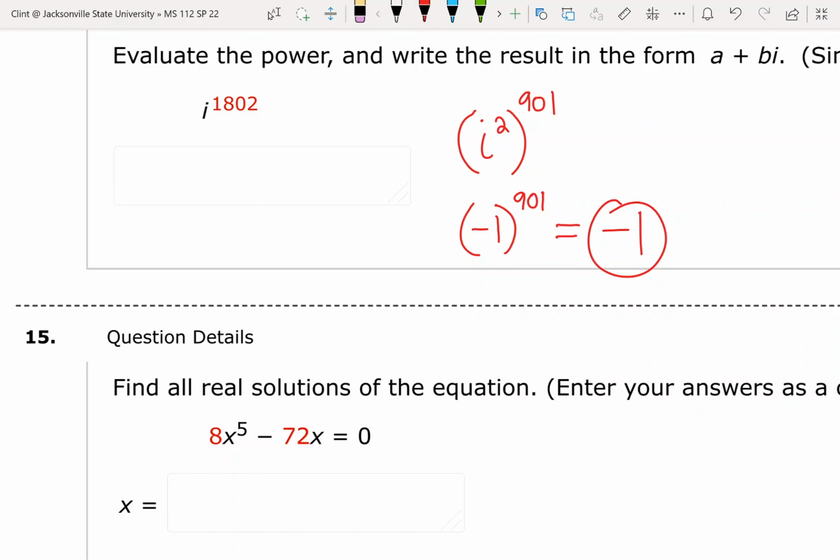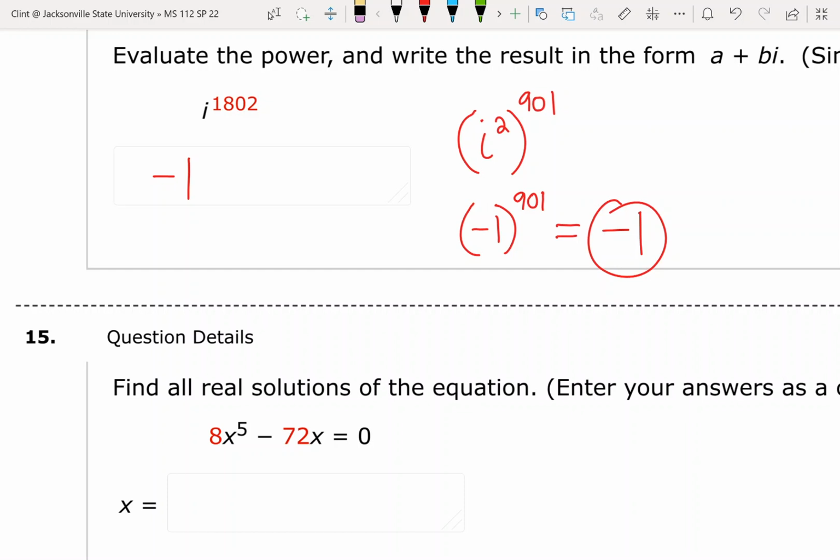And I guess technically on this one it says put it in a plus bi form. That's pretty picky, but negative 1's okay. We'll just leave that. Now, you can punch it in your calculator and get negative 1. That's not what I'm going to want. I'm going to specify. Make sure you show me how you got there.